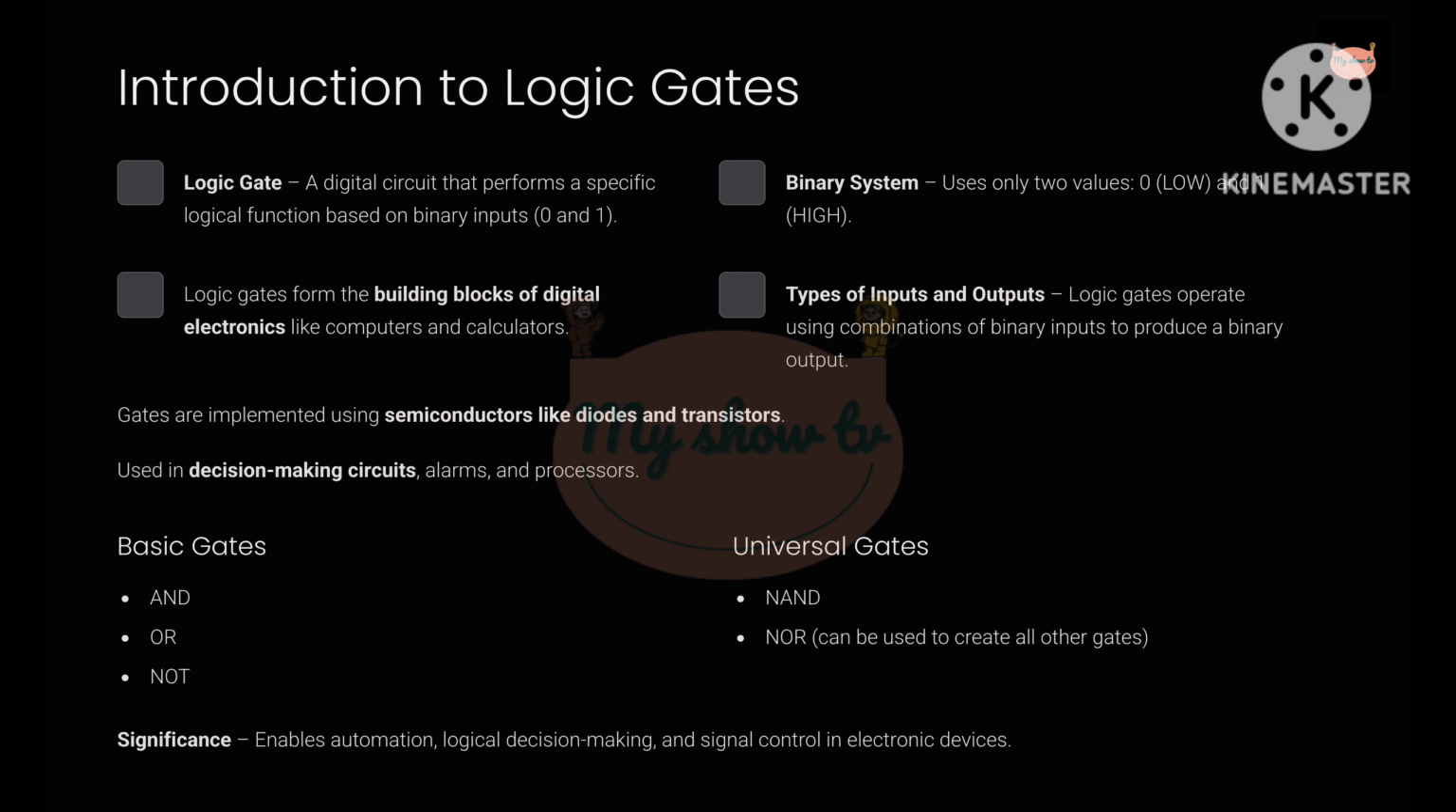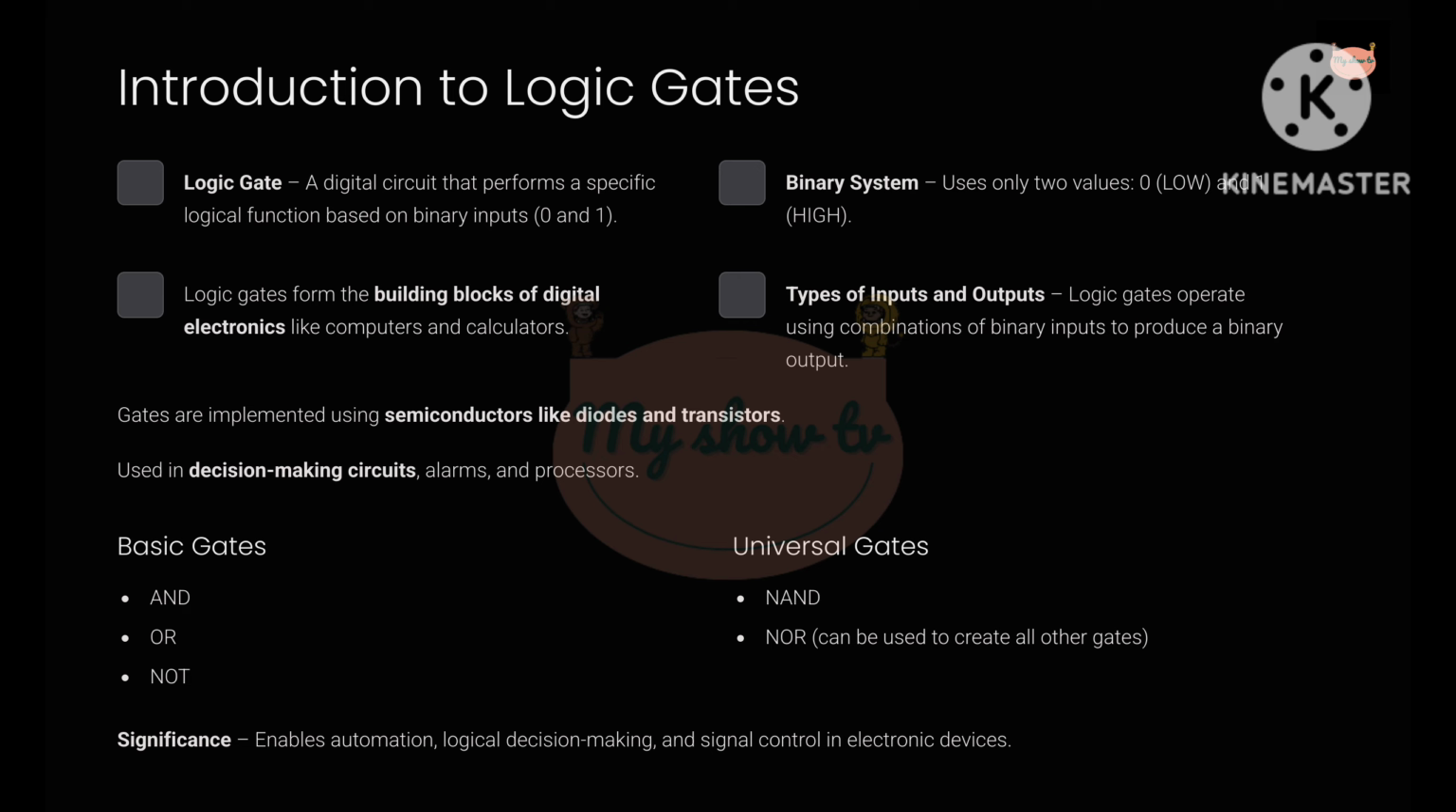Slide 1. Introduction to logic gates. Let's begin with the basic idea. Logic gates are the building blocks of digital electronics. They are electronic circuits that perform logical operations on one or more binary inputs to produce a single output. These outputs follow Boolean logic, which means they are either high, 1, or low, 0.